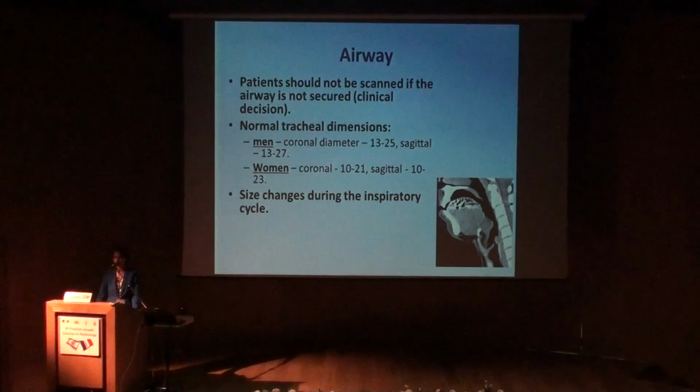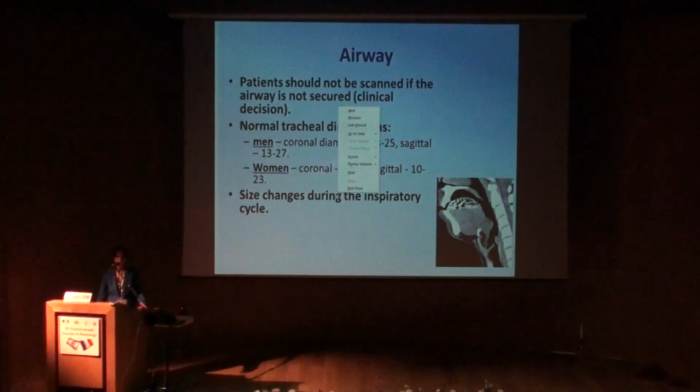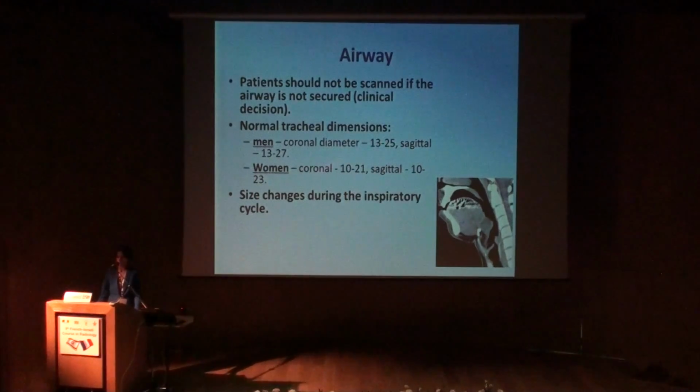So how do you assess the airway? First of all, don't scan a patient if his airway is not secure. The clinician should secure the airway before you scan the patient. The upper aerodigestive system diameter is very variable. It changes with inspiration, and sometimes you think the airway is almost obstructed, but the clinician tells you it's not that bad. And we have normal measurements for the trachea, which is more stable, with a size fixed by the tracheal rings.